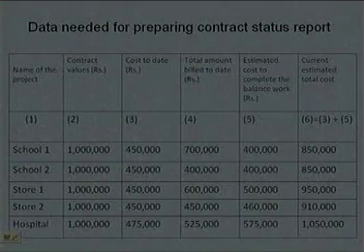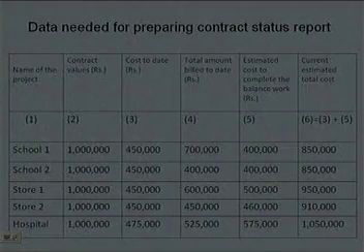In store 1 building, the contract value is again the same 1,000,000 and cost to date is 450,000, total amount billed to date is 600,000, estimated cost to complete the balance work is 500,000. Again, for another project, which is that of store 2 construction, contract value is 1,000,000, cost to date is 450,000, total amount billed to date is 450,000 and estimated cost to complete the balance work is 460,000.